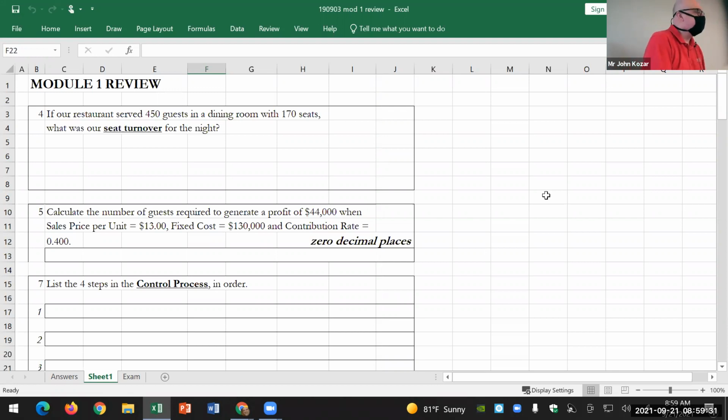Okay, so our first question is about dining room turnover. The question is, if we serve 450 guests in our room that has 170 seats, what's the seat turnover for the night? So how do we go about calculating that?